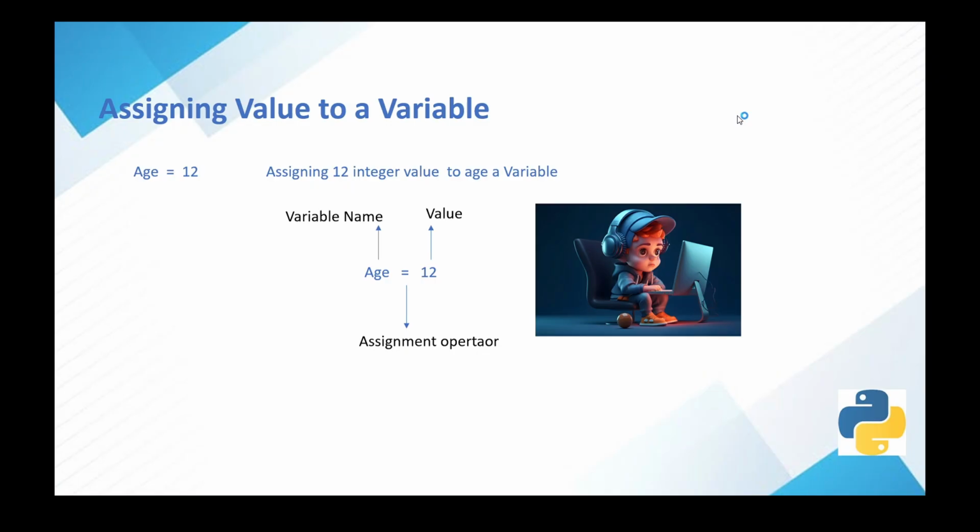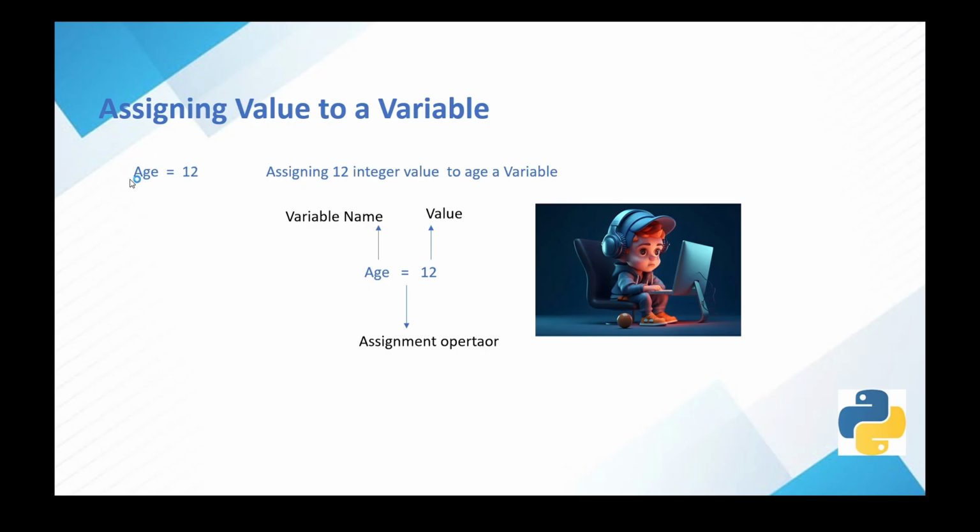So here we are going to learn a new topic about the assignment operator. What is the heading here? Assigning a value to a variable. What we have taken here? Age is equal to 12. Age is nothing but a variable. 12 is nothing but a value. The value 12 is stored in the age variable.